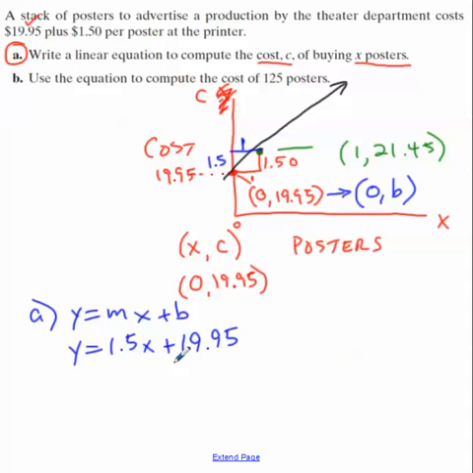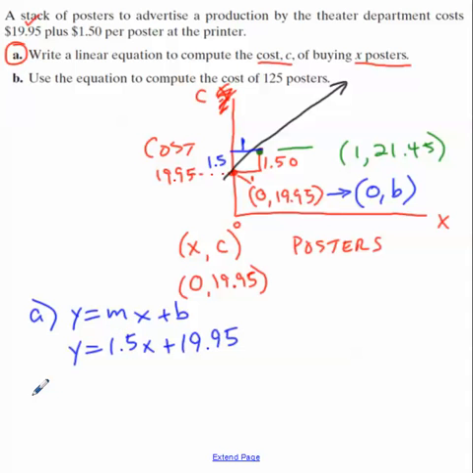All right, so that's our linear equation that represents it. Let's look at this: if x is 0, meaning we've created zero posters, then this term goes away, and we're just left with 19.95, which is the walk-in price, where you walk in and say, I'd like to set up the poster printing. So that seems to make sense.